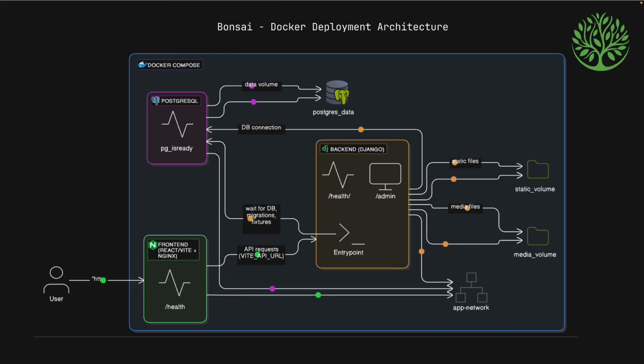In this diagram, we show how we run the full BONSAI app locally using Docker Compose. The app has three parts, and each one is inside its own Docker container, but works together as one system. The database runs in a container and uses a volume called postgres_data to keep data safe even if the container restarts or stops. The Django backend waits for the database to be ready, applies migrations, and then serves both the admin panel and the API. It also uses volumes to store static files and media uploads.